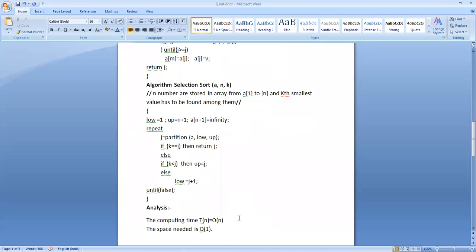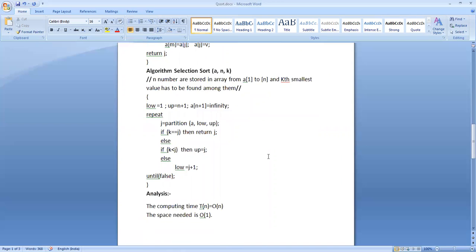Now, here comes the selection sort. Now look at this. Given the list, given n numbers in the array A, try to find the kth smallest value. So n numbers are stored in an array from A of 1 to A of n, and the kth smallest value has to be found among them.